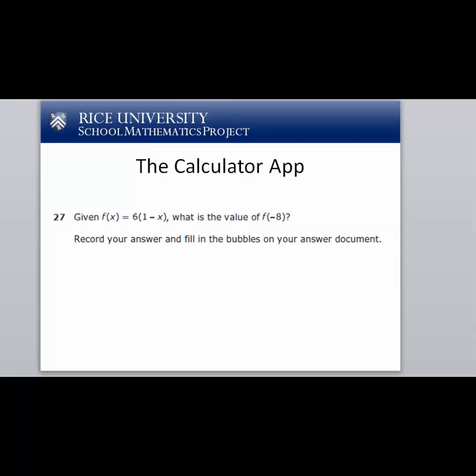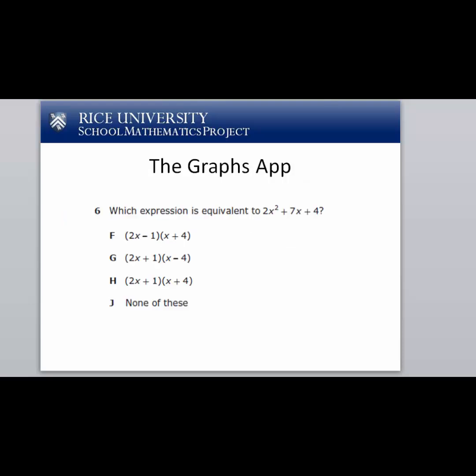So we're going to now explore the Graphs app. If we take a look at this problem, number 6 from the Algebra 1 EOC, which expression is equivalent to 2x squared plus 7x plus 4? So we want to know for which of these other expressions, for any given value of x, the y values will always be equal.